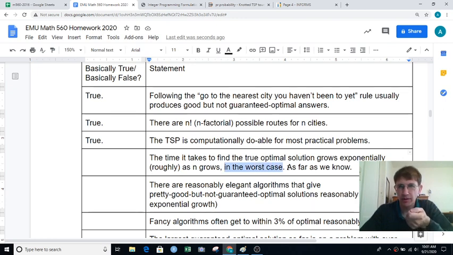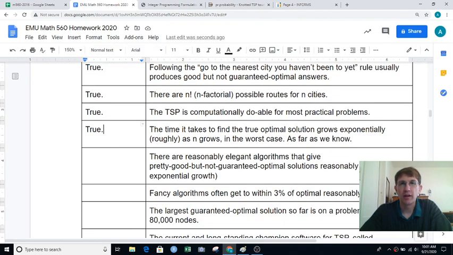People have been working on problems like this for 50 or more years and haven't come up with a way to solve them in a way where the time grows polynomially. So in the worst case, as far as we know, this is true. You might be starting to get suspicious now and wondering, when is the other shoe going to drop on this category? We'll see. All right. Is it true that there are reasonably elegant algorithms that give pretty good, but not guaranteed optimal, solutions reasonably quickly, in that they don't take an exponential amount of time with the number of cities in the problem? That's basically true. And you can go look up some of those.